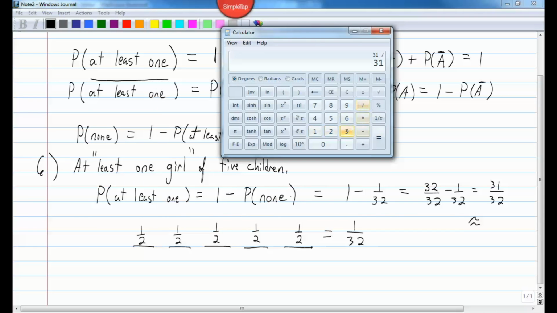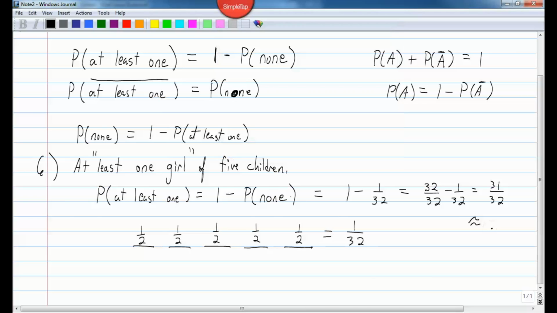31 divided by 32 is 0.969 if you round to 3 places. So there's a 96.9% chance that out of 5 children, at least one is a girl.